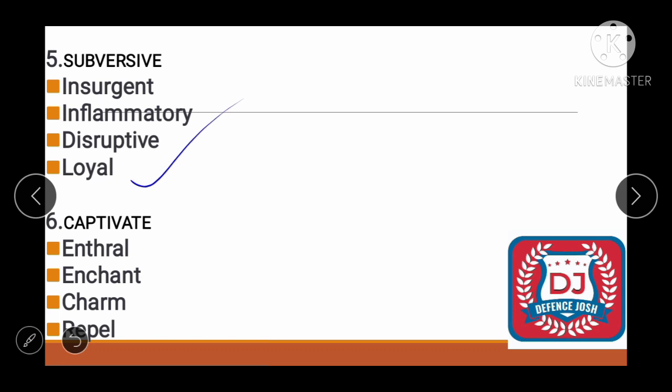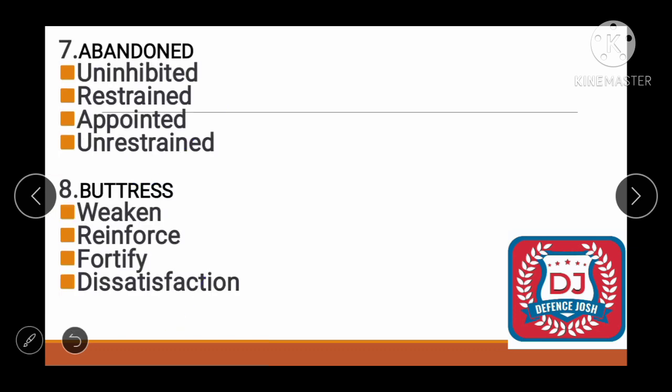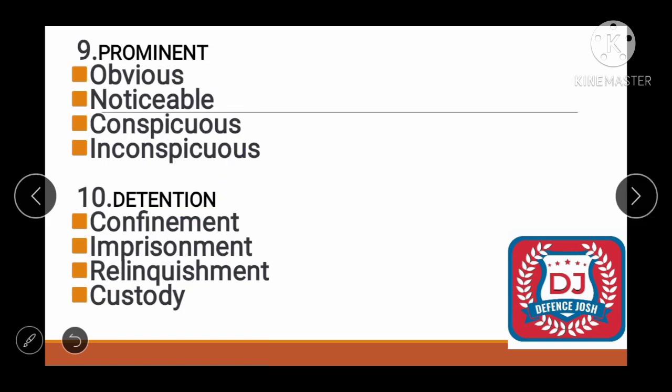Alright. Next one is captivate. Captivate means enthrall, charm, enchant. So opposite would be repel. Next one is abandoned. So it means uninhibited. So correct answer will be restrain. All right. Next one is buttress. Buttress means a strength, so opposite would be weaken. Next one is prominent. Prominent, I told you, it is noticeable and obvious, so correct answer will be inconspicuous. Okay, inconspicuous. Next one is detention, so opposite of detention would be relinquishment.